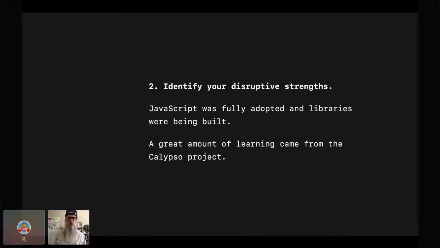And a great amount of learning came from the Calypso project. If you followed that project on GitHub or online, you'll see that there was a lot of work done with these more modern libraries. A lot of conversations happened and a lot of learning happened.